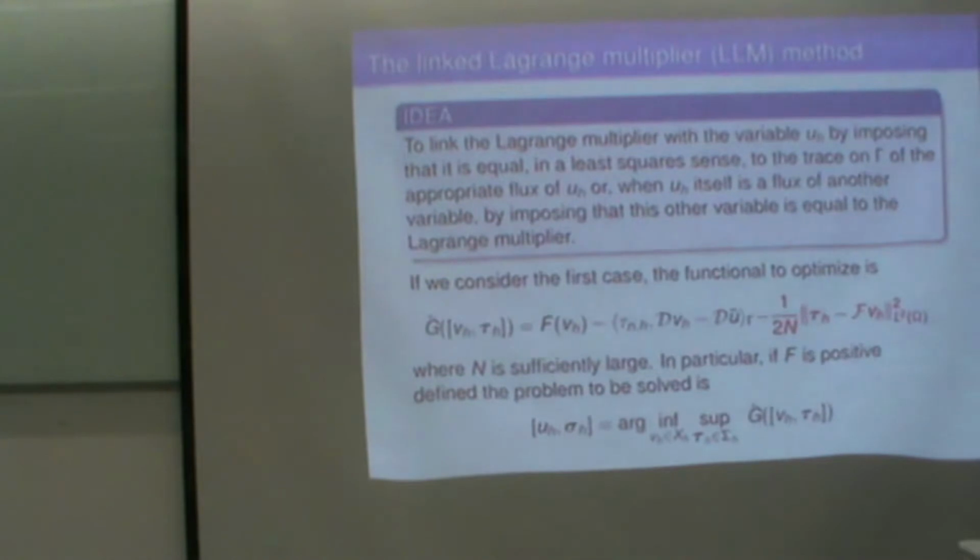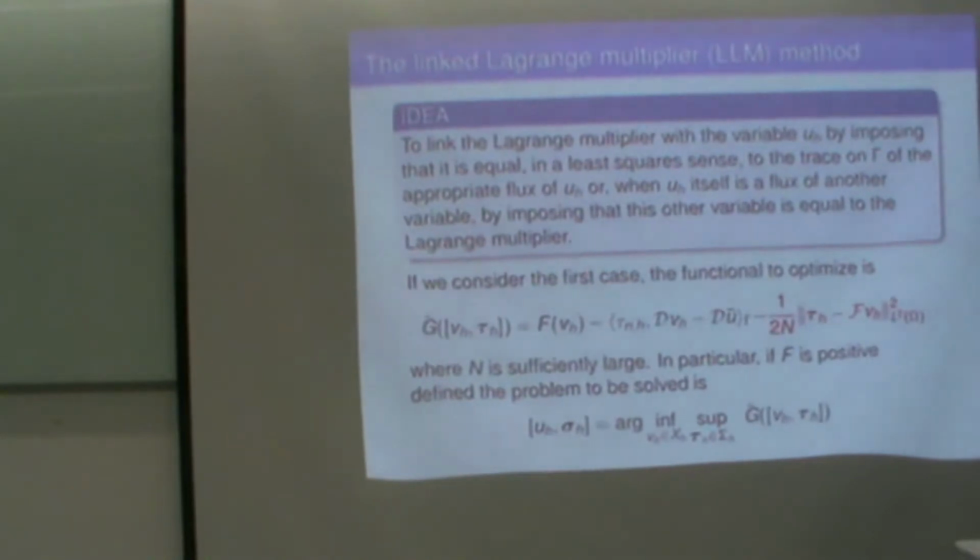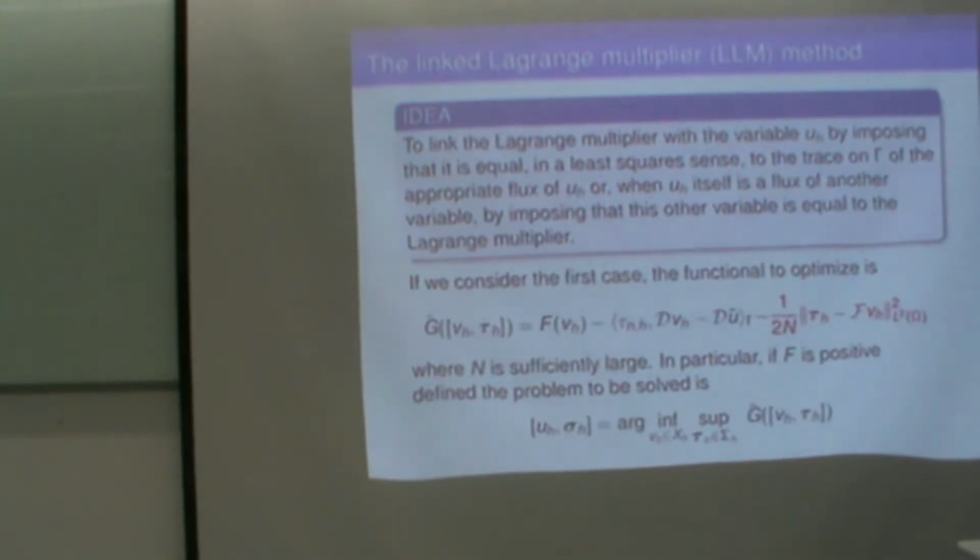So what we do is we enlarge the original functional that we want to optimize by this term. Here tau n would be the Lagrange multiplier, and we say that that is going to be the trace on the boundary gamma of a certain function that is, in a least square sense, the flux of the primal variable. Okay? So this is just imposing that tau is equal to the flux of the primal variable. The flux, of course, depends on the problem, and the Lagrange multiplier that appears is nothing but the normal trace of that function tau.